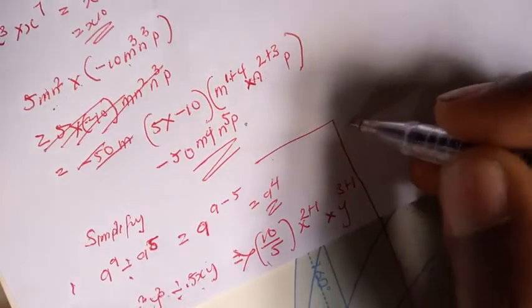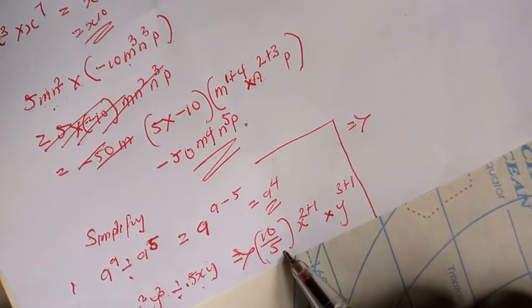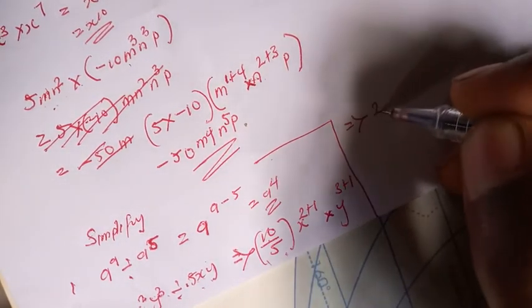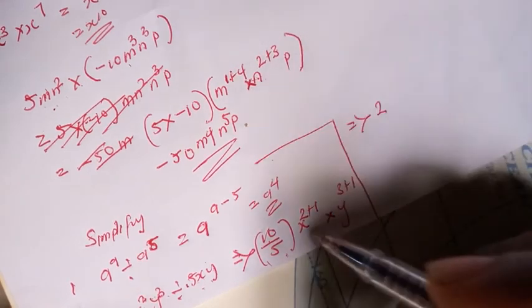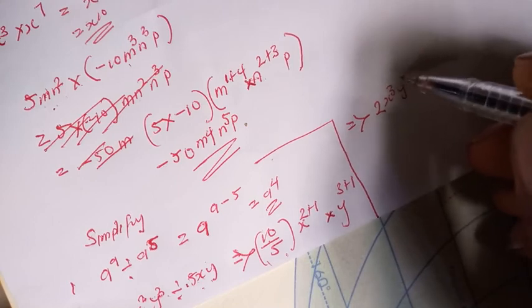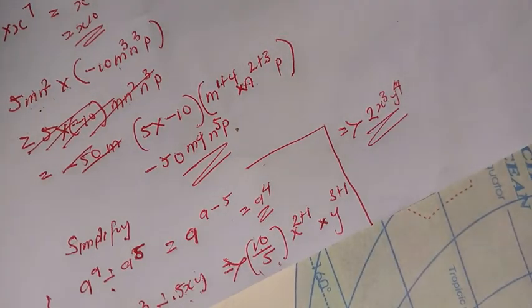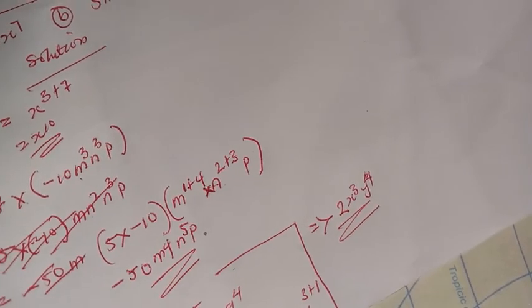So definitely our answer here will be: 10 divided by 5 will give us 2. x is to the power 3, then y is to the power 4. Hope you understand what I just did.